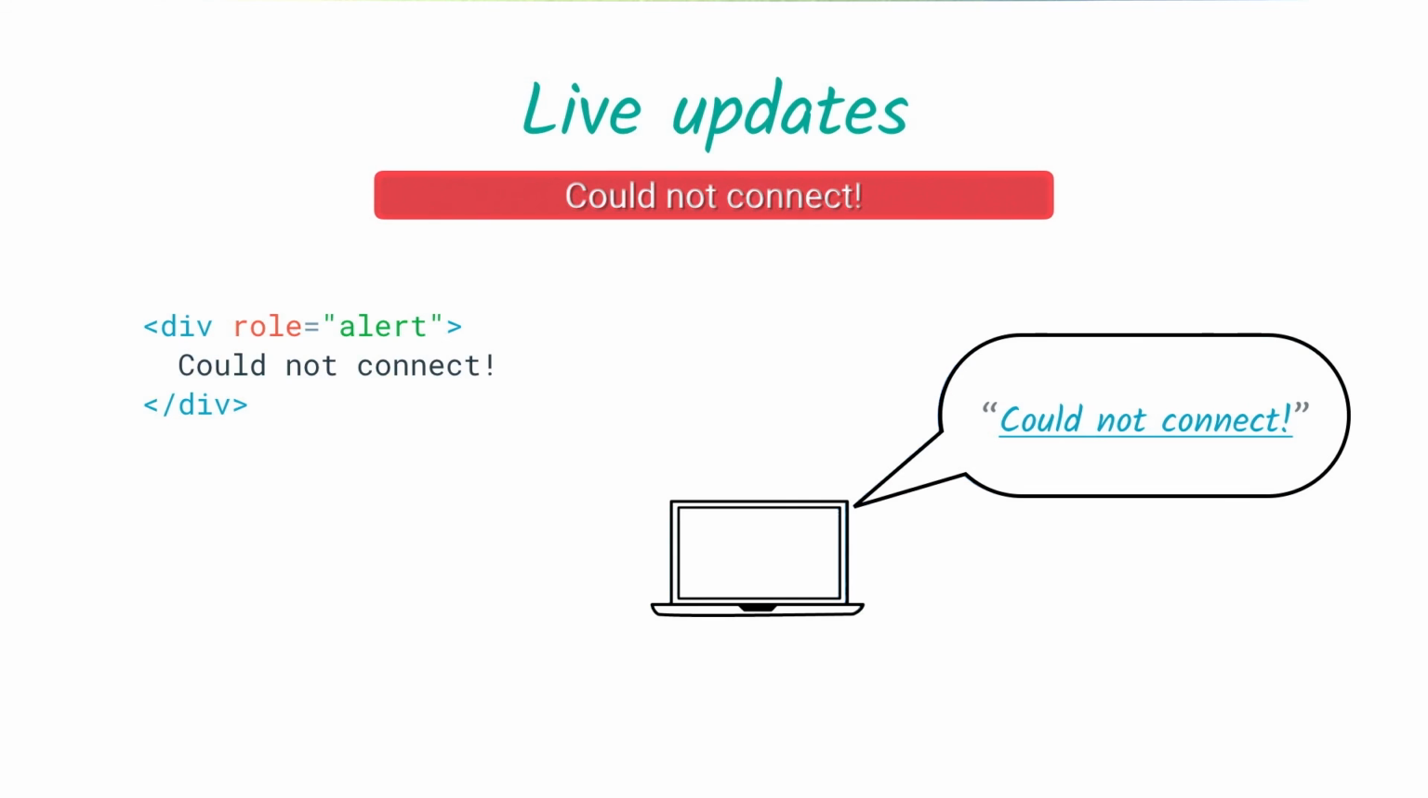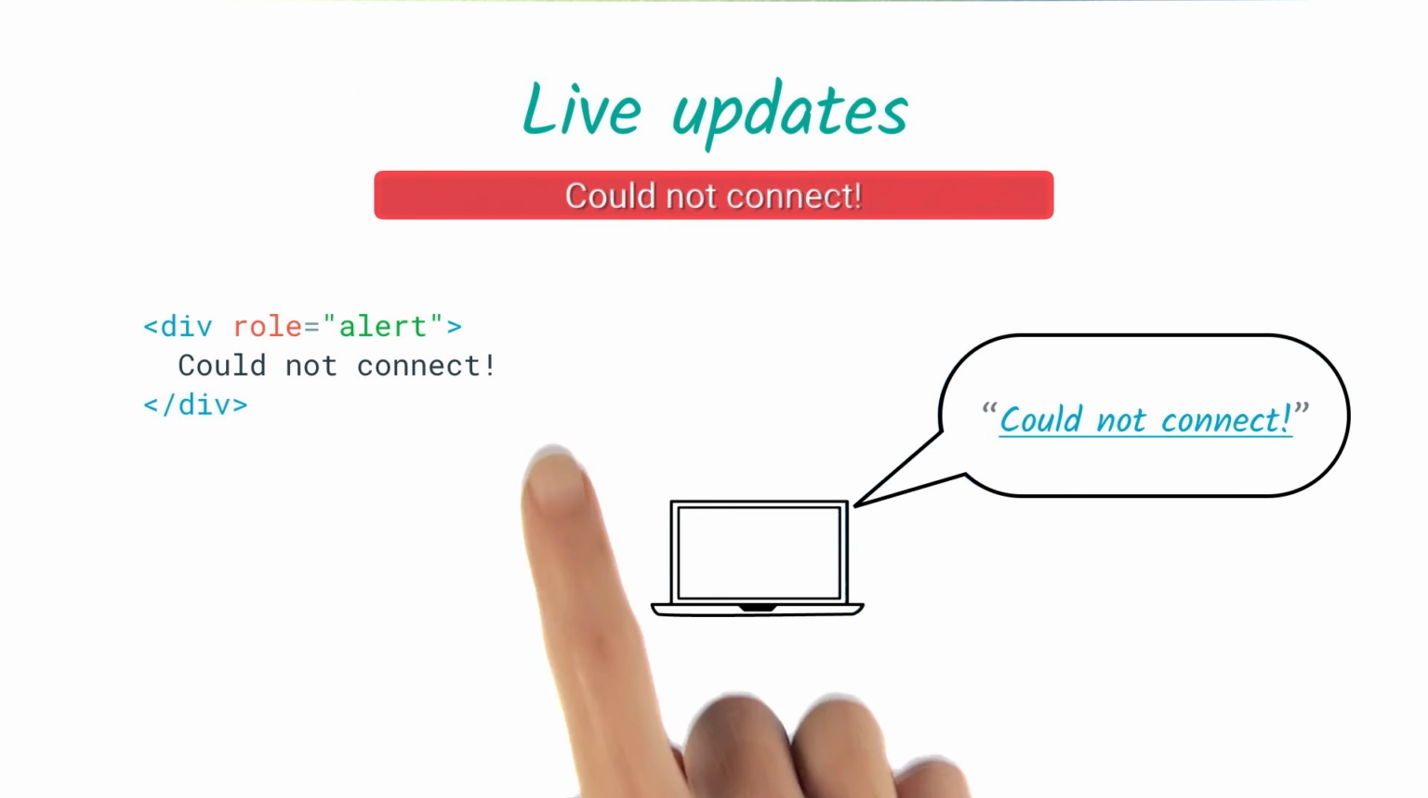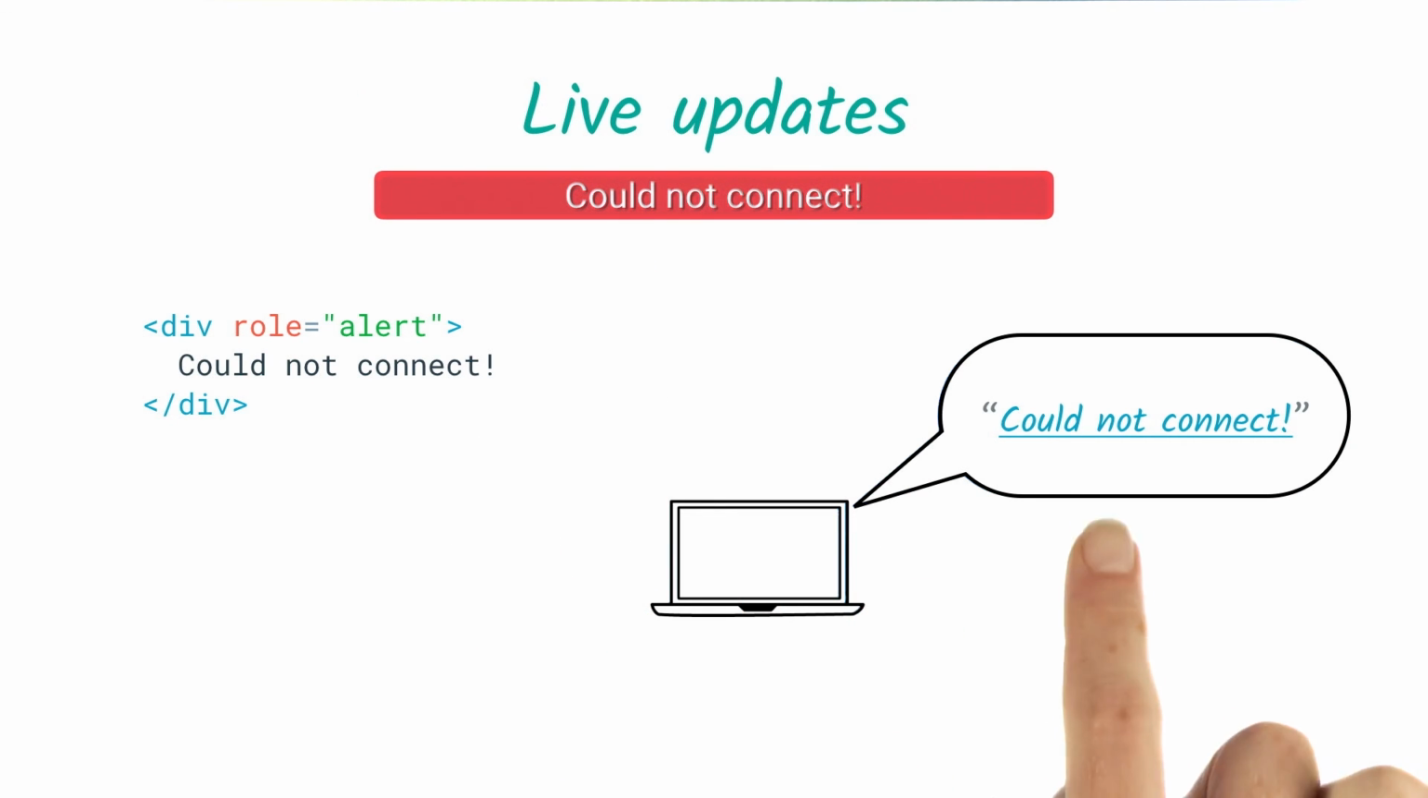And ARIA can make parts of the page live, that is, inform assistive technology right away when they change. In this case, we have an alert, which a screen reader might choose to immediately speak to the user, interrupting whatever else they're doing.